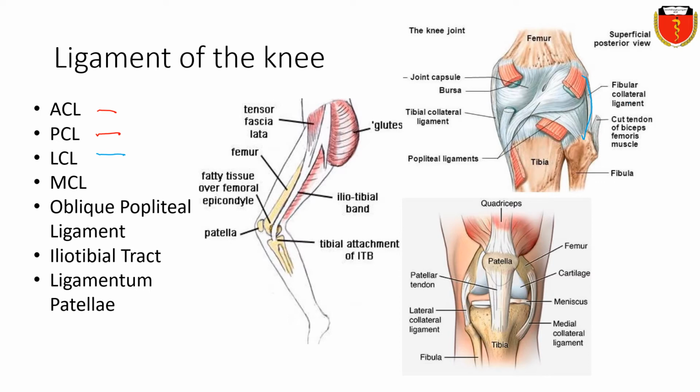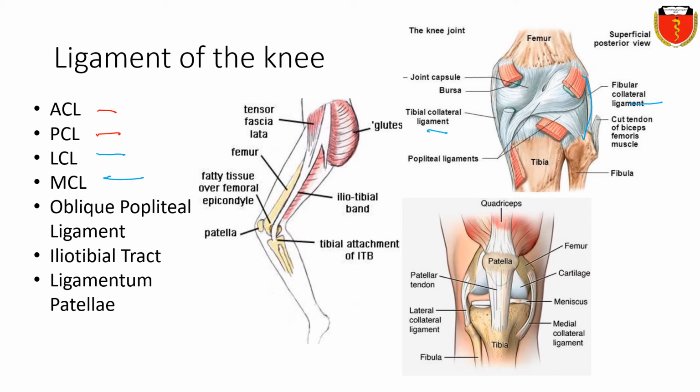Sometimes it can be called the fibular collateral ligament. This ligament, as the name suggests, provides stability over the varus stress. And you have the medial collateral ligament, which stays at the medial side, connected from the medial condyle of the femur to the medial condyle of the tibia. Sometimes this can be called the tibial collateral ligament. This provides medial stability to the knee, or stability over the valgus stress.